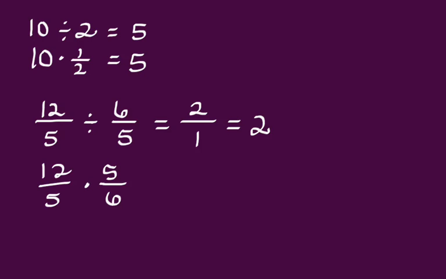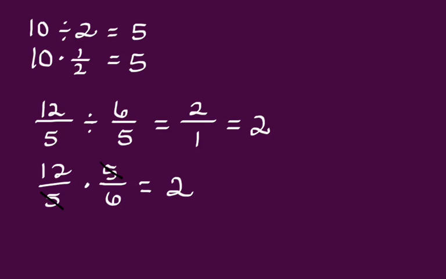So I'm going to change this to the multiplication equivalent. I'm going to keep, change, flip. As a result of this, I don't guess I need to explain that you can strike out those 5's, and 12 over 6 is equal to 2. You get the same exact answer.